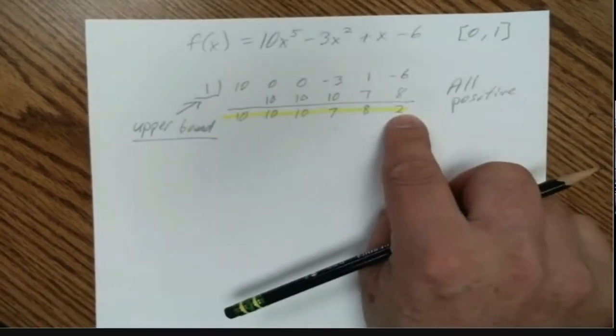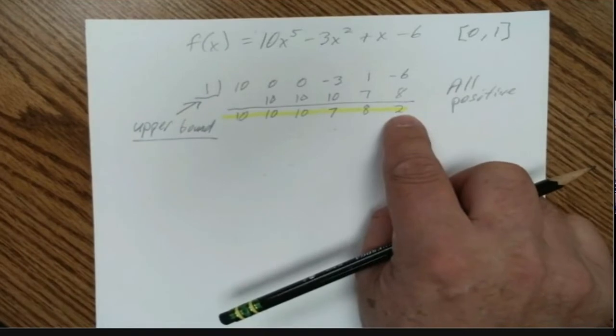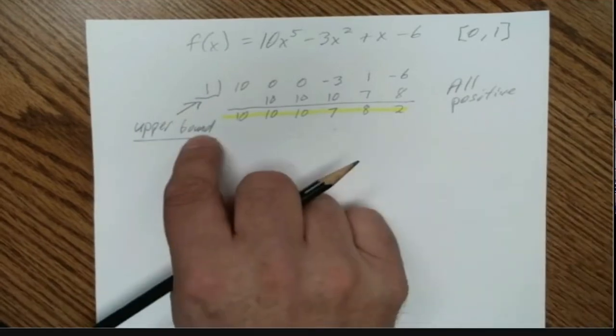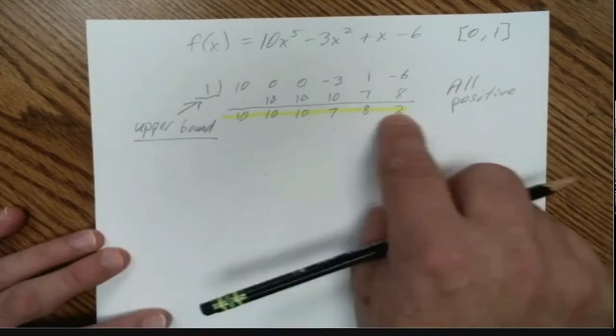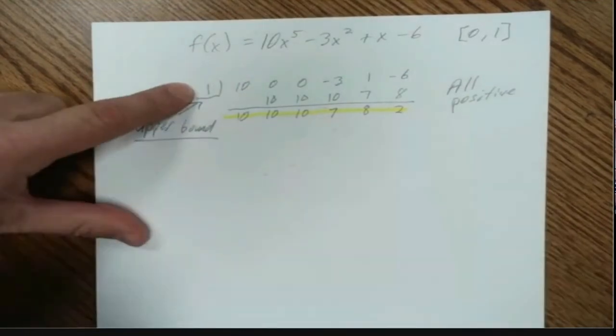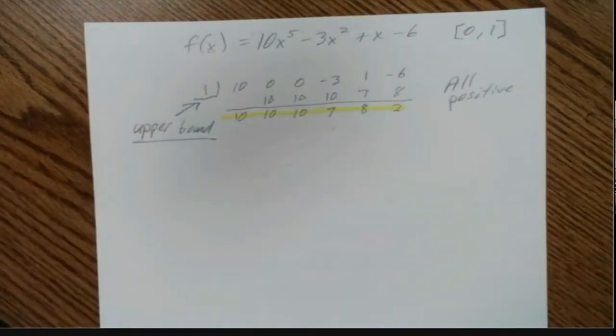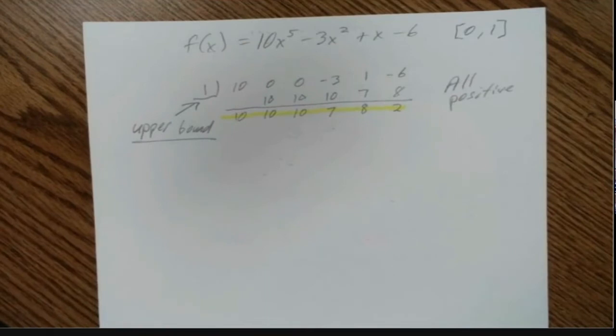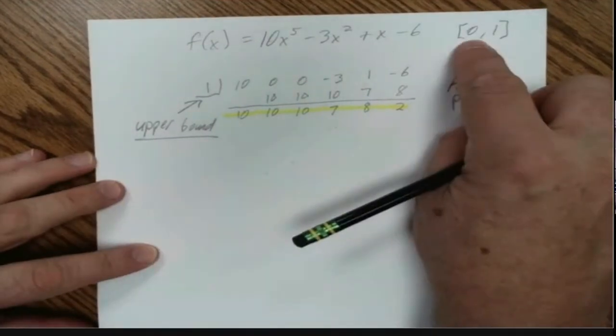So it's not even 1 because we have a remainder. But this does prove upper bound. Anytime you do synthetic division, you have all positive numbers, there will not be a 0 larger than what you just tested. That is an upper bound test. Now let's check 0, and there's a lower bound test.